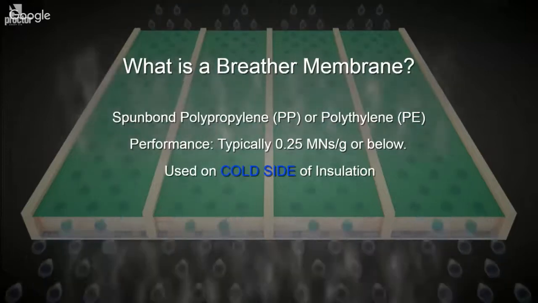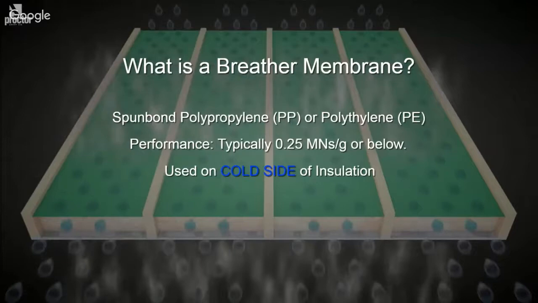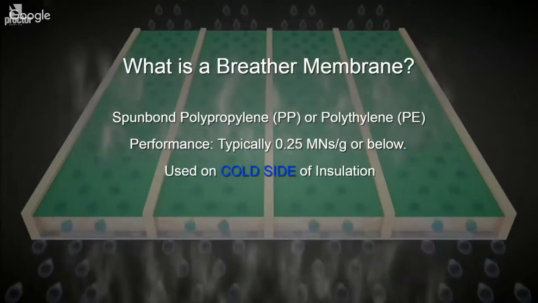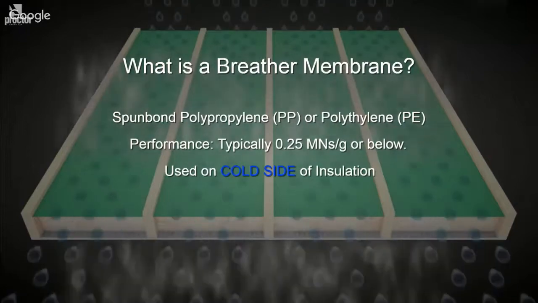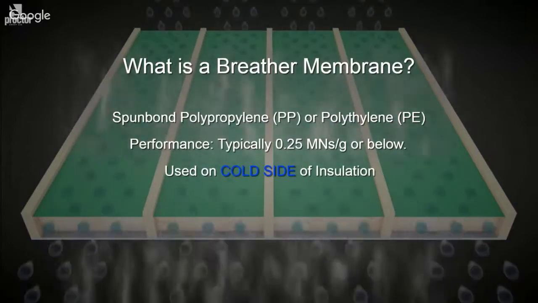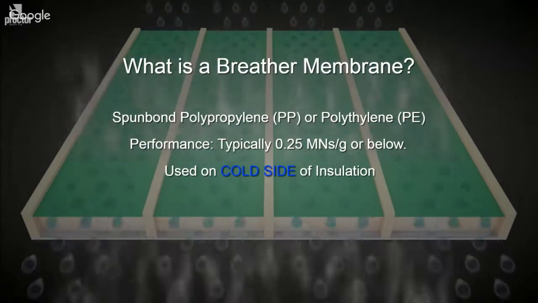However, it's important to remember that for roof applications, it has to be 0.25 MNs/g or lower. Once you're taking a breathable membrane to be used in a roofing application, the terminology changes slightly, and they are generally referred to as a Vapour Permeable Underlay, or a VPU.